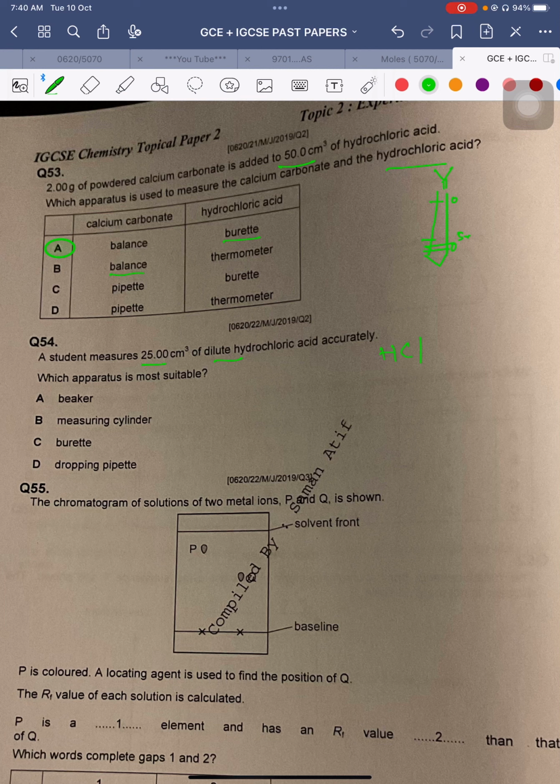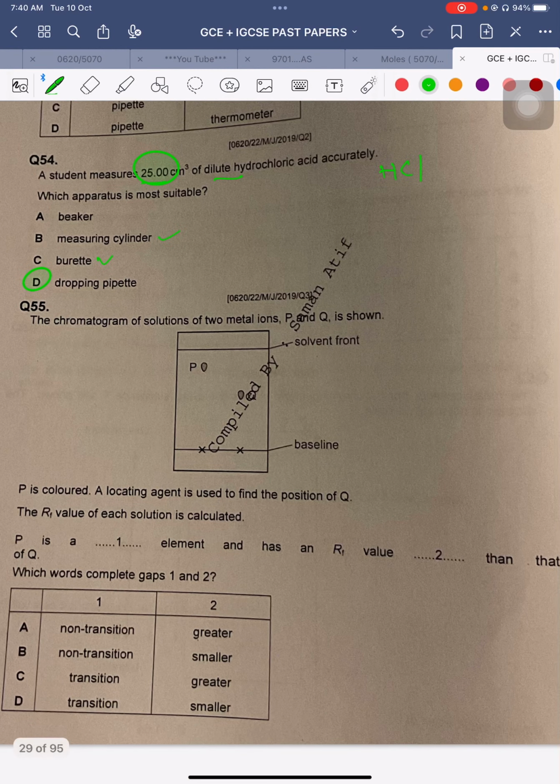Most suitable, it can be either a burette or a measuring cylinder. But they are now asking 25 centimeter cube, so we must go towards a pipette. So this is the right answer. No doubt we can measure 25 centimeter cube with the help of a measuring cylinder, with the help of a burette as well. But guys, this has been told to you many times before, that whenever the examiner is asking you to measure exact 25 centimeter cube, then you should take a pipette.